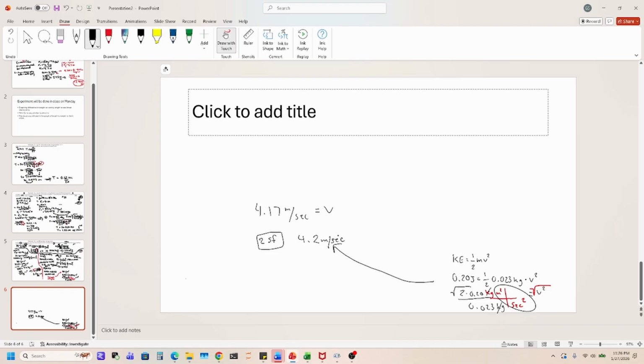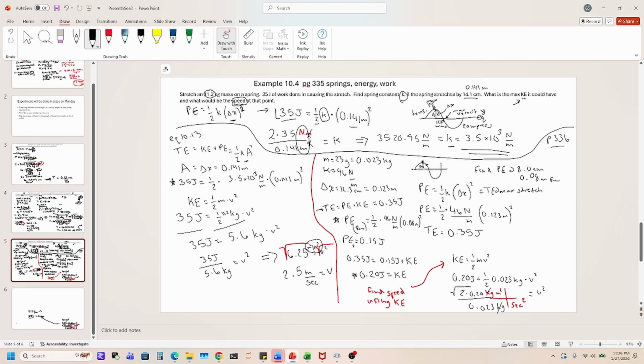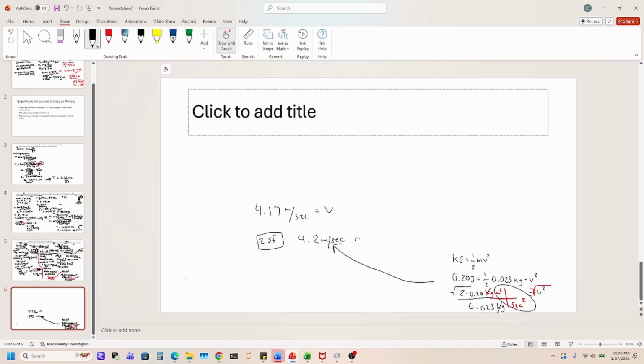So let's go back to our original slide. We started off with all of this. We needed to find our potential energy at 8 centimeters, or 0.08 meters. We did that. We found what our kinetic energy was at that point, and we used that kinetic energy of 0.20 joules to find our velocity at that point. 4.2 meters per second is equal to our velocity at 8 centimeters.